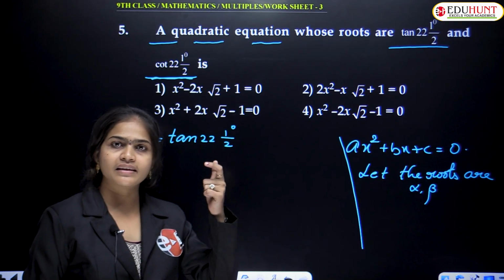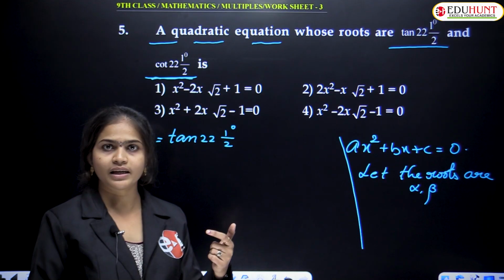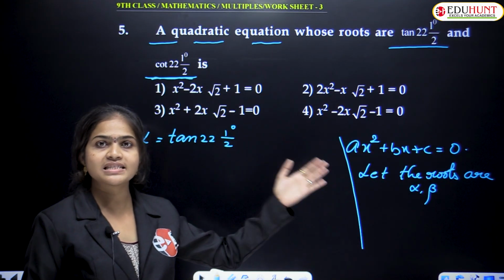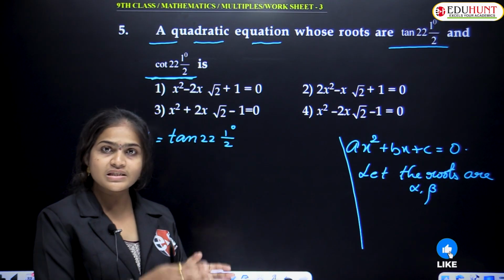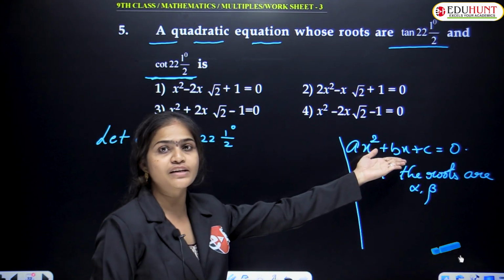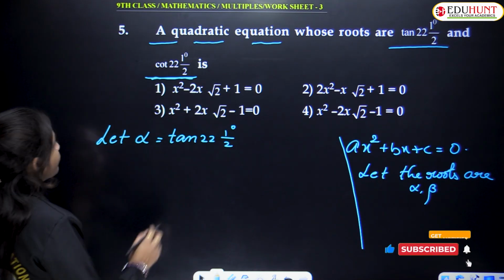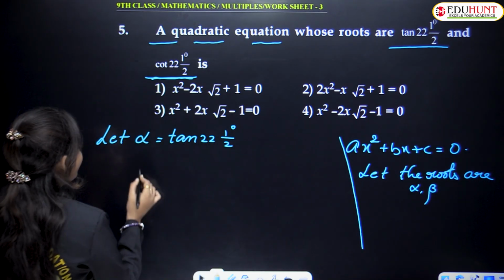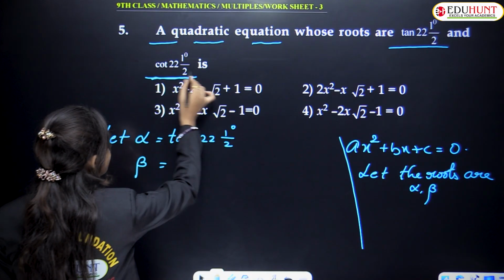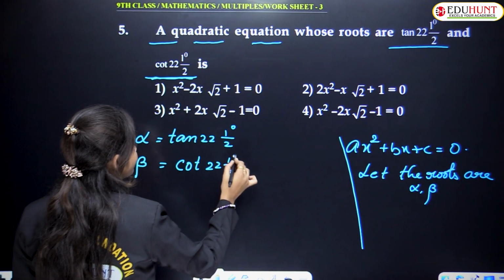Sometimes they will give that equation, and from that equation we have to find the roots. But in this kind of question, what they have given are the roots. By using the roots we have to find the equation. Understand? So see here, alpha is equal to tan 22.5 degrees and beta, the second root, is cot 22.5 degrees.